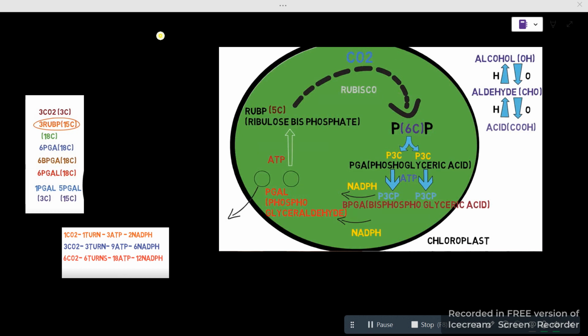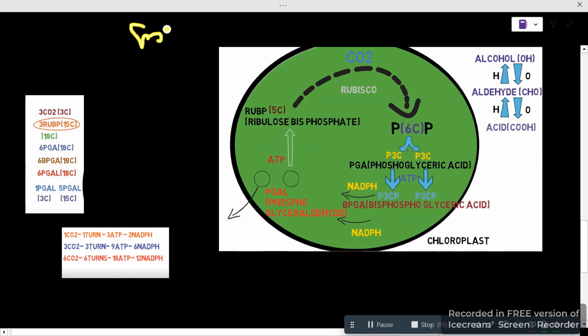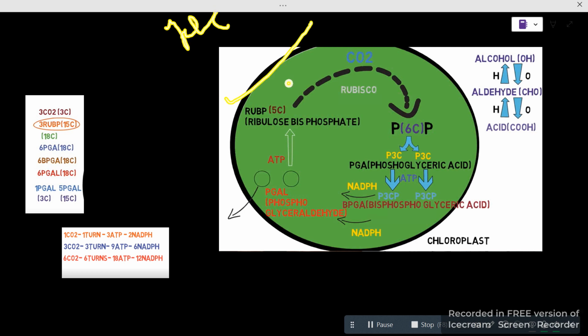Okay, so yes, we were discussing the C3 cycle. In this, the starting was with RuBP, which is a 5-carbon containing compound, ribulose bisphosphate. That's so common, that's so simple. Then here we have CO2, in the stroma.